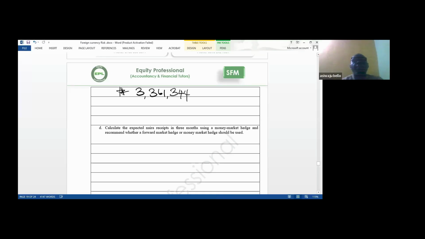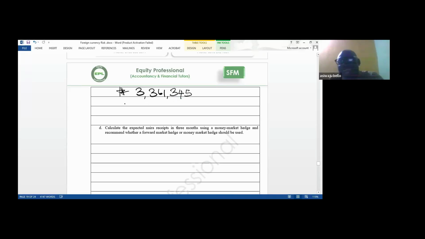We can do 3, 4, 5. That is the expected Naira receipt in 3 months. You have resolved requirement C.